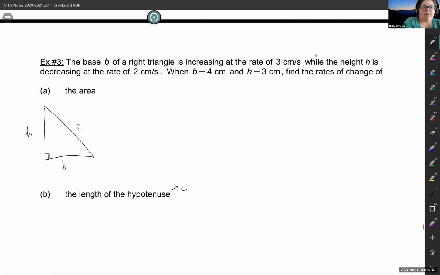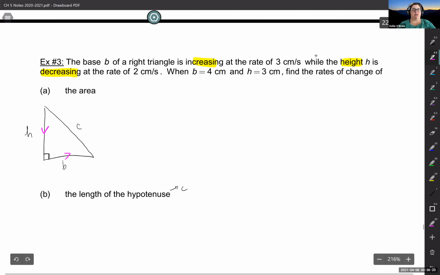Okay, so we have the height, we have the base, and we know the base is increasing at a rate of 3 meters. Okay. Increasing, height is decreasing. Okay, that's what I was looking for. So the height is decreasing. That means it's going down. So this length is shrinking, but the base is increasing. So it's getting bigger.